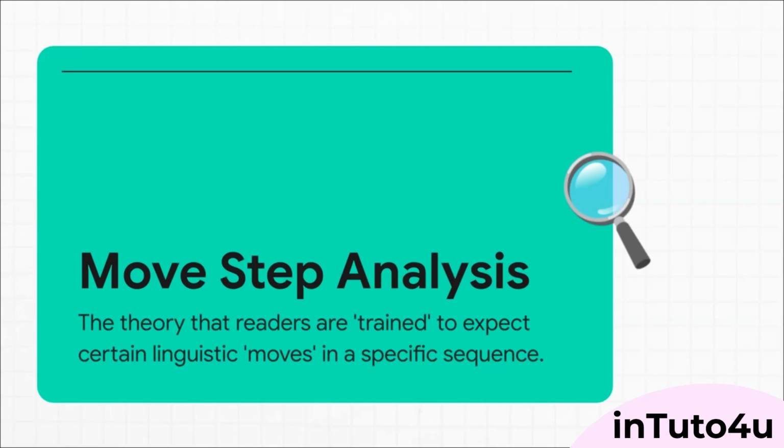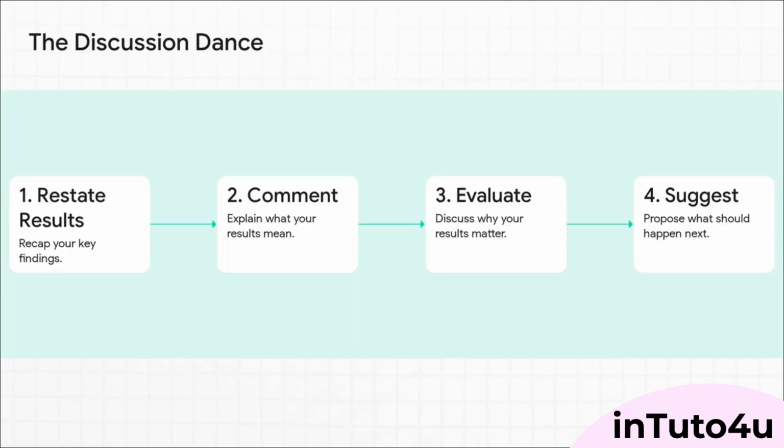And this isn't just a cute idea, by the way. It's actually based on some pretty solid linguistic theory from a guy named John Swales. The basic idea is that experienced readers are subconsciously trained to expect certain moves in a text. If you perform those moves in the right order, your writing feels right, and your reader just gets it. So what are the 4 big moves in this discussion dance? It's actually pretty simple. Step 1, you briefly restate your most important results. Step 2, you comment on them. What's your interpretation? Step 3, you evaluate them. Why do they matter? And step 4, you suggest what should happen next.